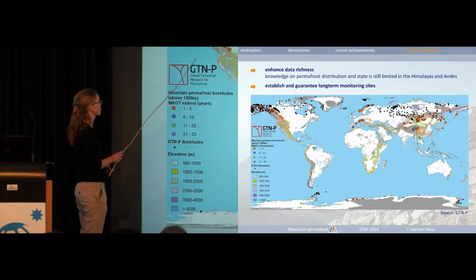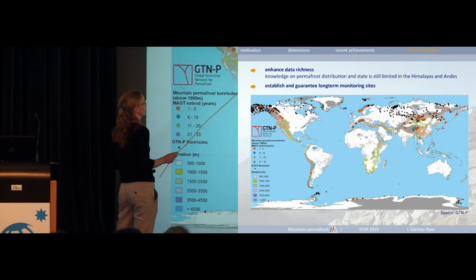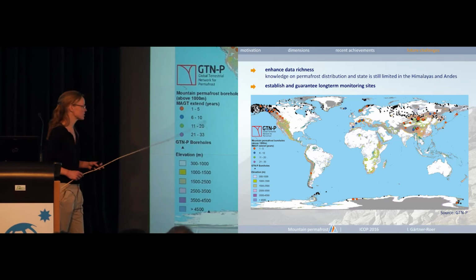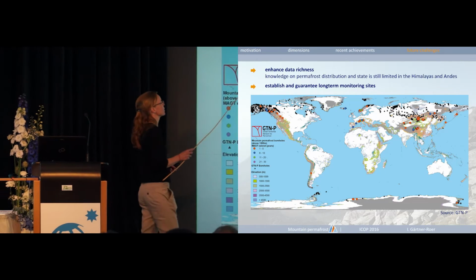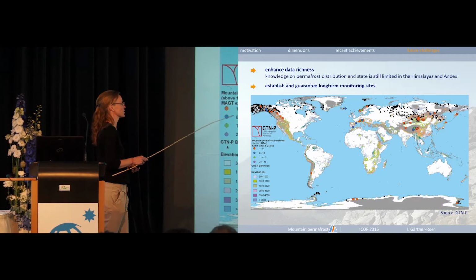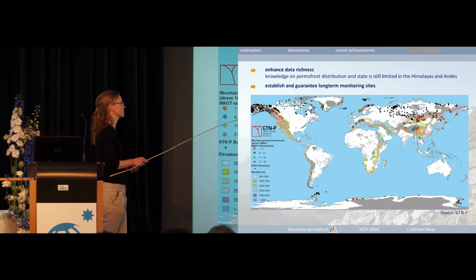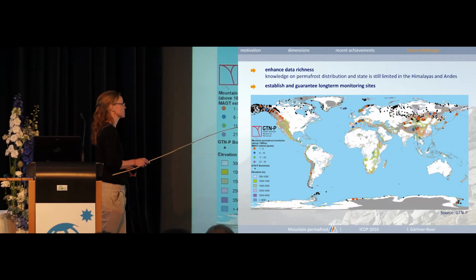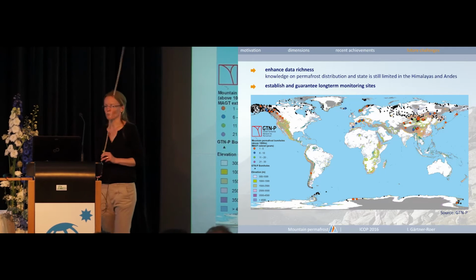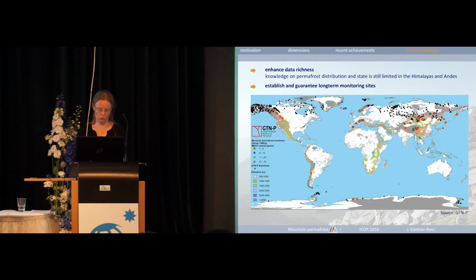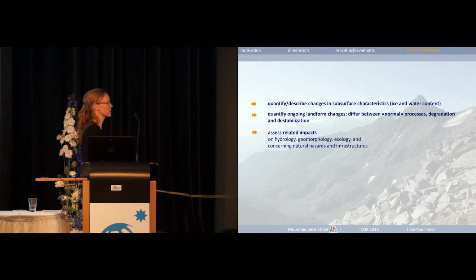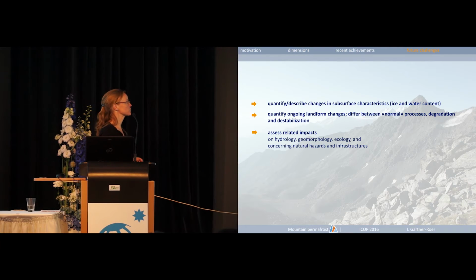You see all the boreholes that are available, and Boris highlighted those that are above 1,000 meters to give some idea of mountain permafrost, and you can even see how long the data series are. So the red spots are up to 5 years, blue up to 10 years, 20 years. So you see that there is some long-term data, long-term monitoring series around, but this could, of course, be improved. So one aim should be the enhancement of data richness, especially in mountain regions.